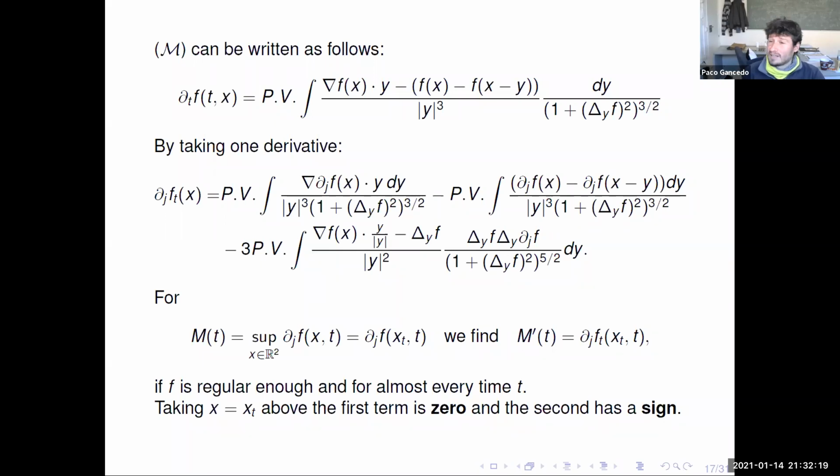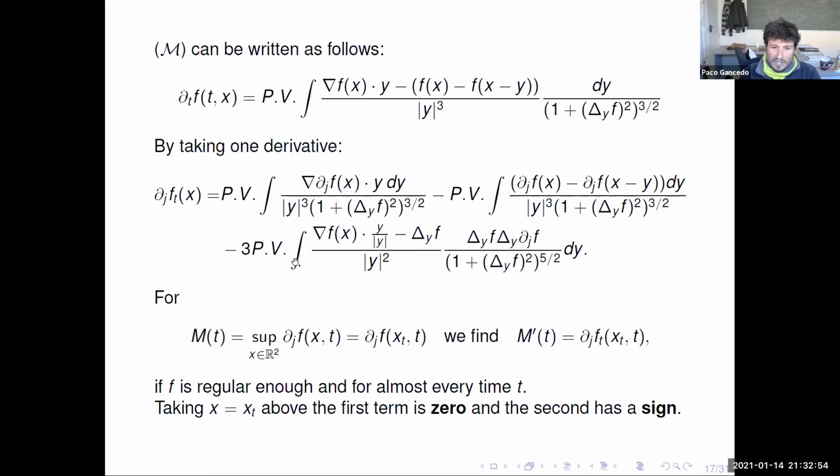If F is regular enough, with some technique, the Rademacher technique, being a little bit careful, I can check that the evolution of the maximum, M prime of this maximum, is given by this. I have to be careful, right? Because I cannot have this even for super regular functions. I cannot have this point-wise. I'm going to have this for almost every time t. But it's okay because later we are going to integrate, okay?